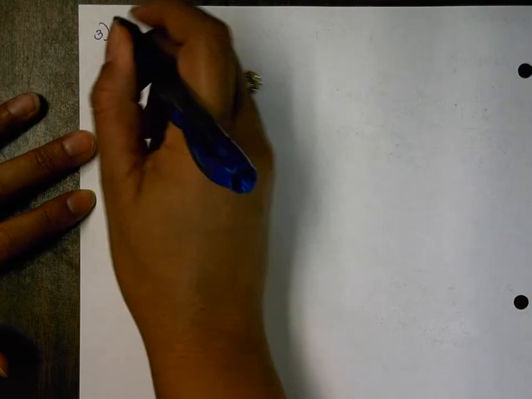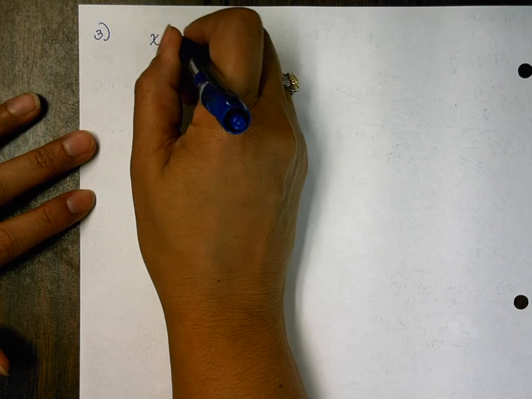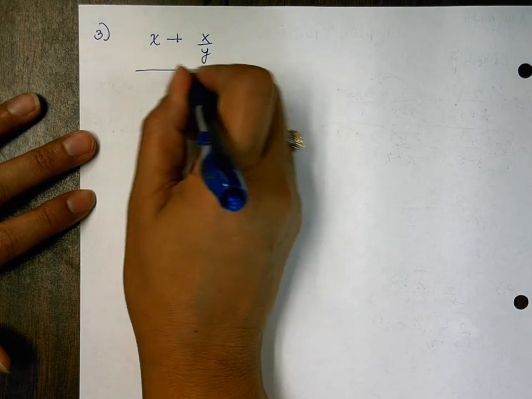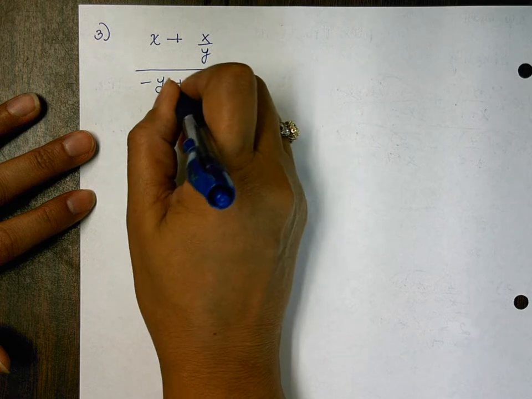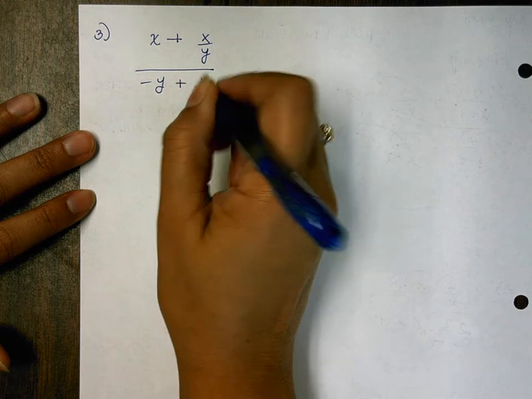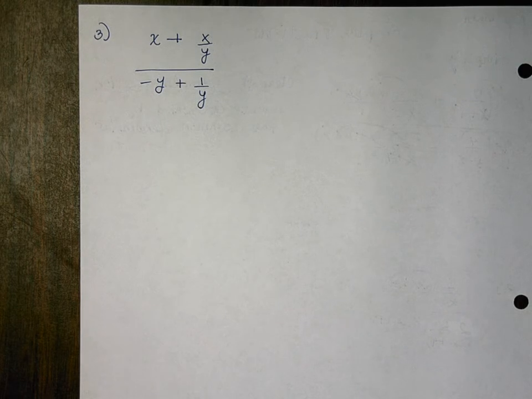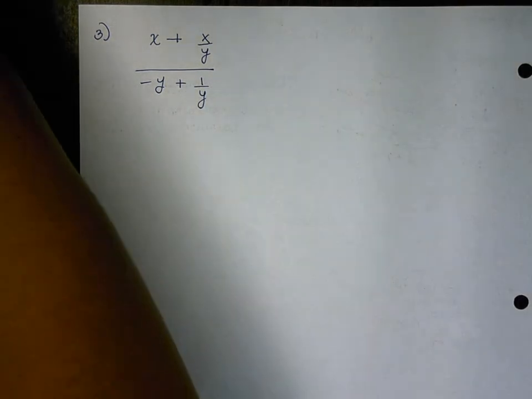Number 3, x plus x over y all over negative y plus 1 over y. Now, what I would suggest on problems like this is the first thing to do, make everything a fraction. If it's not a fraction already, make it.